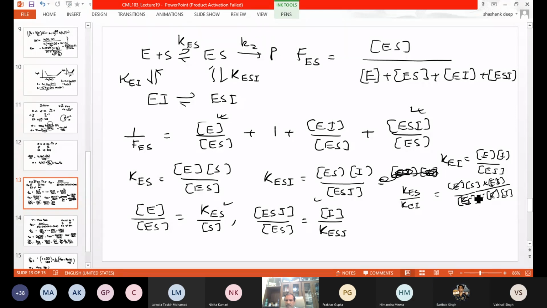And what is left? EI by ES. So what will be the EI by ES? Here you write EI by ES will be equal to KES by KEI into I by S.